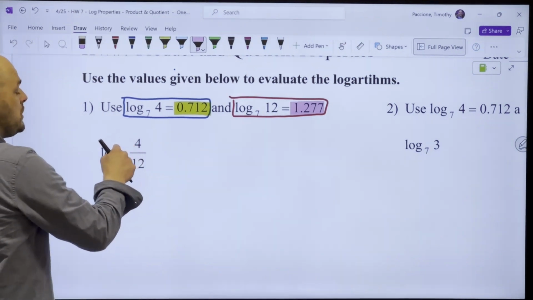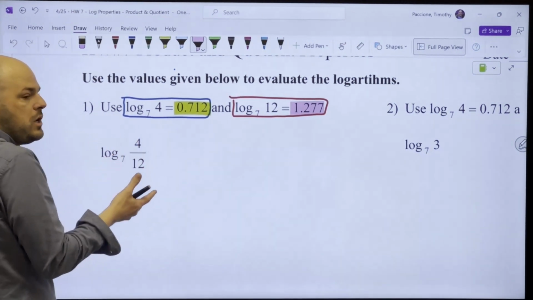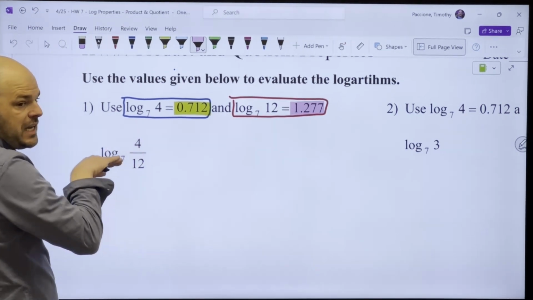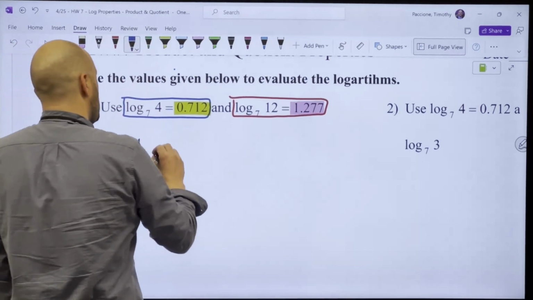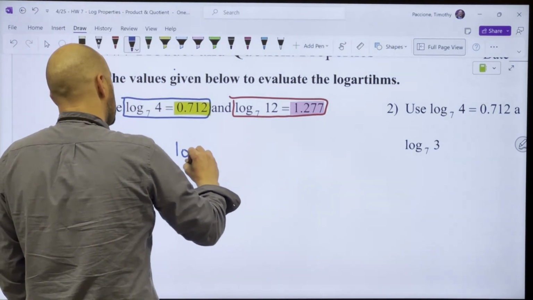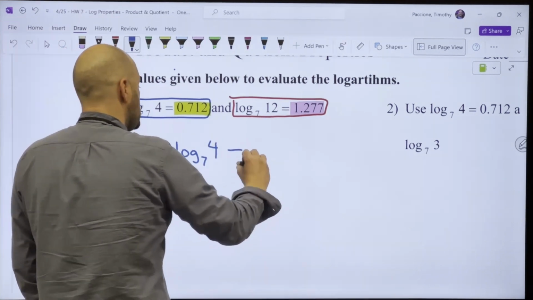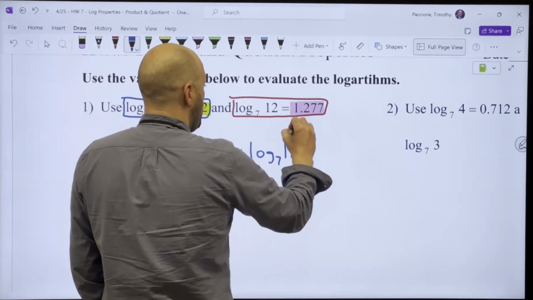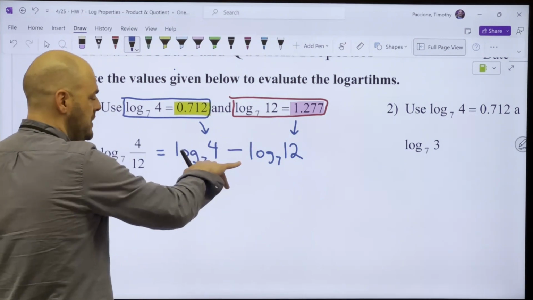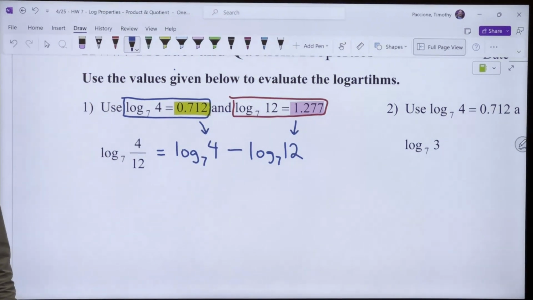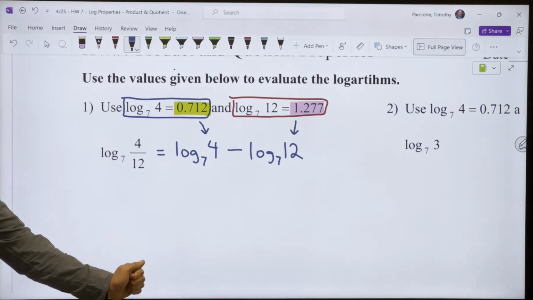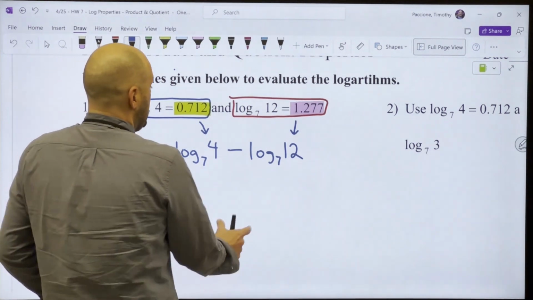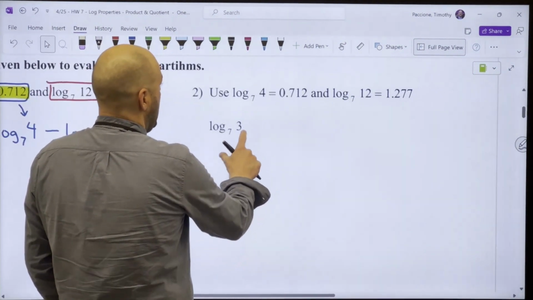So for instance, log base 7 of 4 twelfths. We weren't given that and have no way to find it, except we know division on the inside can mean subtraction. So I'm going to break this apart: log base 7 of 4 minus log base 7 of 12. I know what both of those are, so I plug them in and do the math. I'm not going to take that all the way, because I think we can both do that: this minus that.